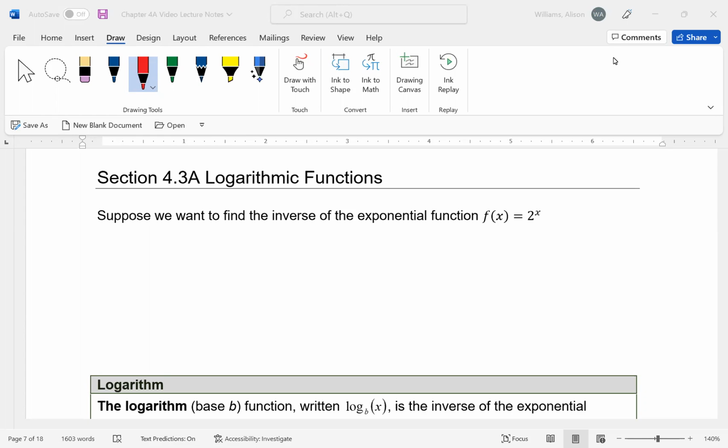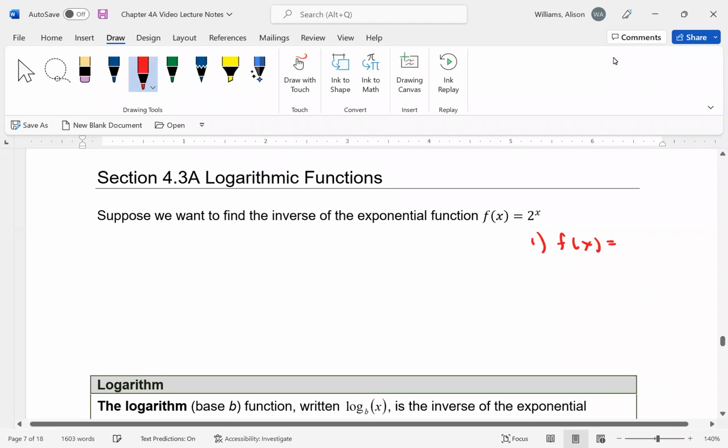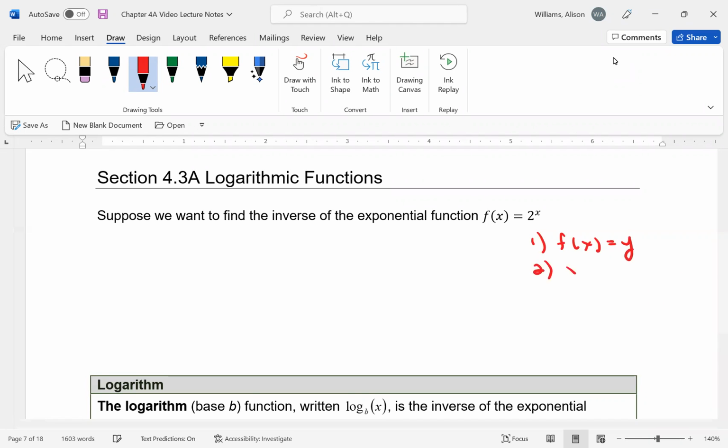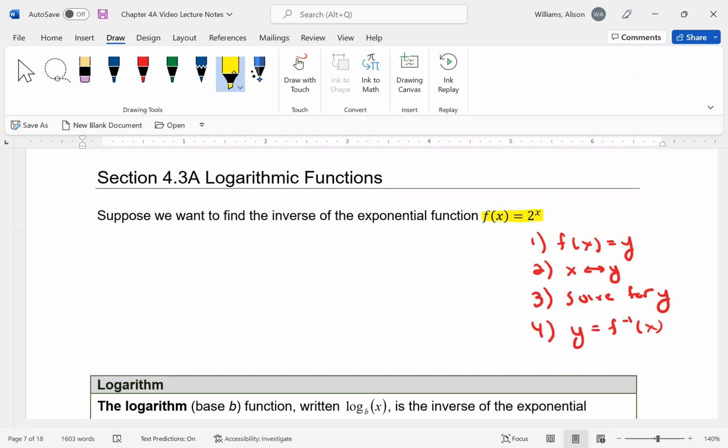So here, let's just write the steps one more time. First step, you rewrite f of x as y. Second step, you switch the x and the y. Third step, solve for y. And then last step, you rewrite y as f inverse of x. Okay, so let's do that for this function right there. So we'll start by first rewriting it with a y. F of x is y. Now we will switch the x and the y.